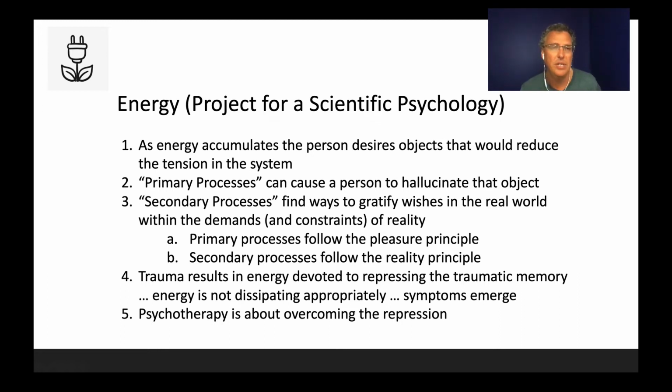But he said there's also secondary processes that really want to find ways to gratify these wishes in the real world, but within the demands and constraints of reality. So maybe if you would really like to be fondling that person beside you, then the right first step is to introduce yourself nicely as a gentleman and in a friendly way. And maybe if things progress in a certain way, you'll eventually be able to fulfill your desires. But you have to do this in a way that fits within reality.